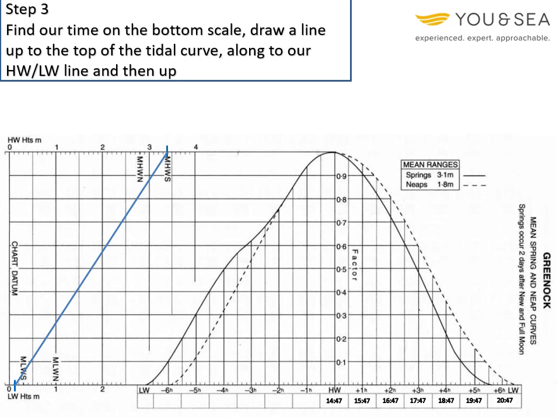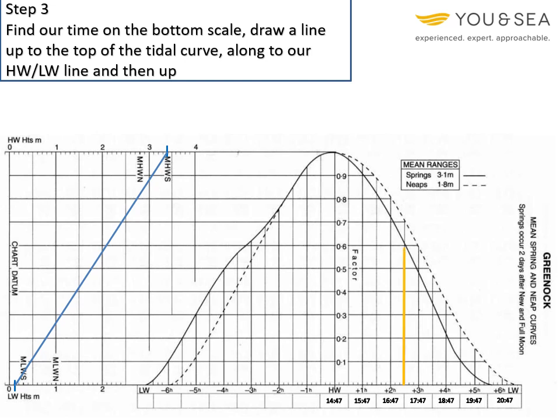Once our information is set up on a tidal curve, all that remains is for us to find our time on the bottom of the scale. 1647 is there. Each of these small lines is 10 minutes. So that becomes 1657, that becomes 1707, and that becomes 1717. And for all intents and purposes, that's 1720. And that's the time that we need.